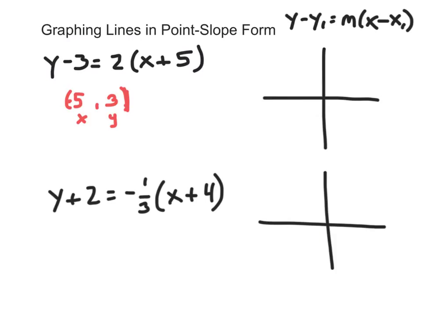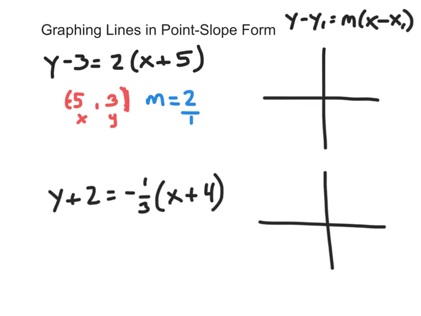The other thing we can read from this equation is our slope. And our slope, of course, comes from the number right outside the parentheses with the x coordinates. So this right here is 2 for our slope. Slope can also be written as a fraction, 2 over 1. So now we will plot the point, and then from the point we will use our slope.